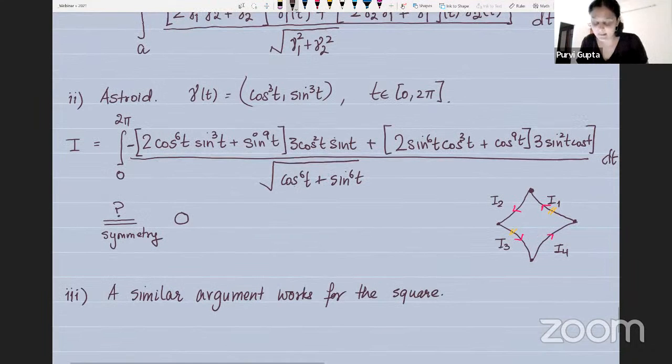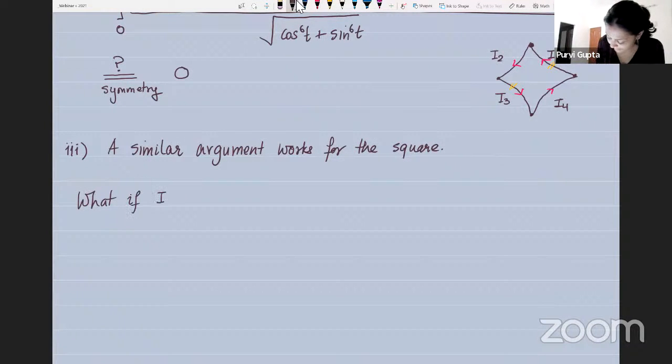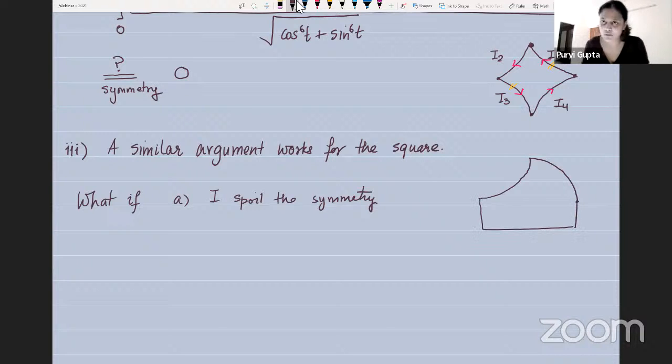But what is the point of these three examples? The point is that, okay, fine, we could use some symmetry, but what if I spoil the symmetry? Instead of saying asteroid or square, I work with some sort of combination. Let's say some portion is the circle, some portion is the asteroid, and then some portion is the rest of the square or something like that. So my curve is just not as nice, basically.